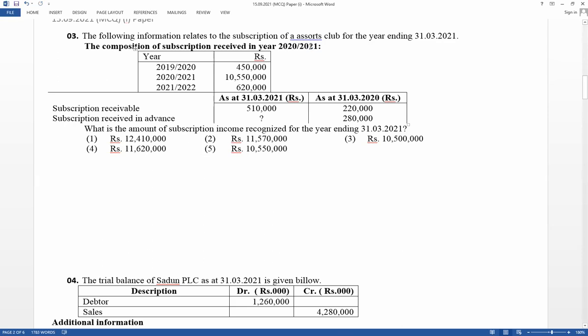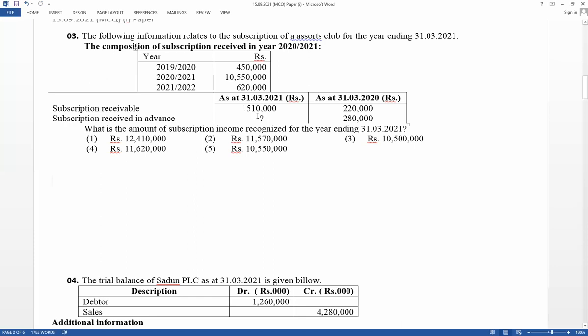For 19-20 periods, for 20 and 21 period, and for 21 and 22 period, subscription received money is given for last year, this year, next year. And opening and closing balances are also given: 31st March 20 is the opening balance, 31st March 21 is the closing balance. Subscription receivable is an asset and subscription received in advance is a liability.